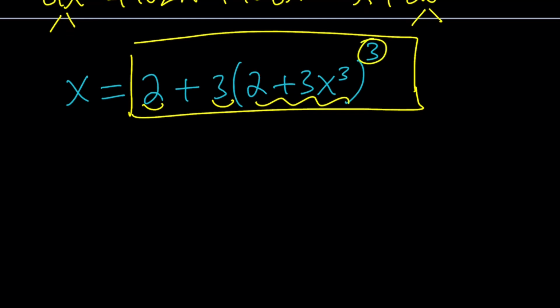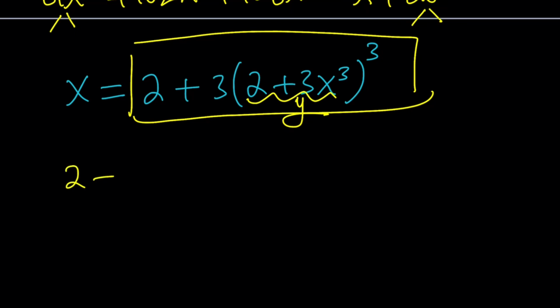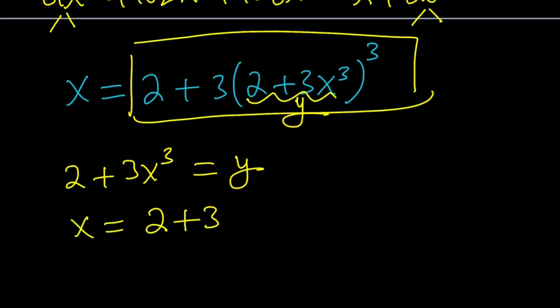Make sense? Okay, if that doesn't make sense, let's go ahead and use substitution to make it more clear. Ready? So we're going to call this expression inside the parentheses y. Let's go back and erase all these things and kind of start over. So 2 plus 3x cubed is equal to y. And then by naming that y, we actually get a different equation. The original problem becomes x equals 2 plus 3y cubed.